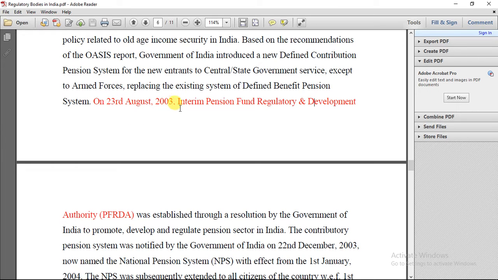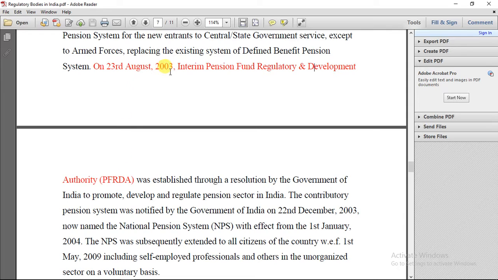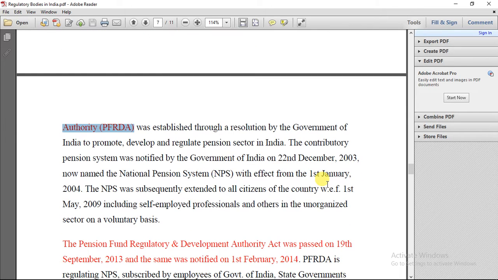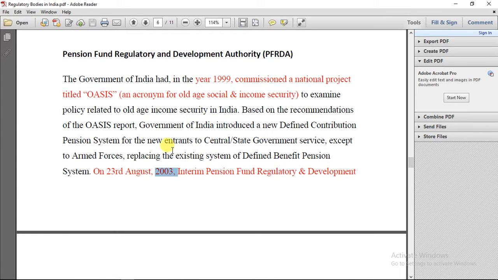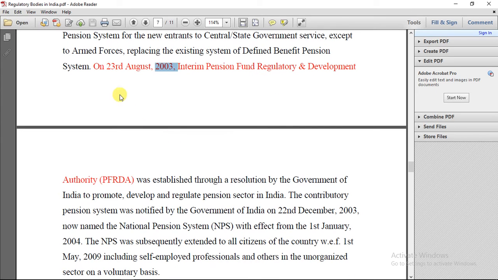On 23rd August 2003, the Interim Pension Fund Regulatory and Development Authority, that is IPFRDA, was established. IPFRDA, not PFRDA, was established through a resolution by the Government of India to promote, develop and regulate the pension sector. So these are the basic developmental stages. The years are 1999, then 2003. OASIS in 1999, and then IPFRDA in 2003, established through a resolution by the Government of India to promote, develop and regulate the pension sector in India.